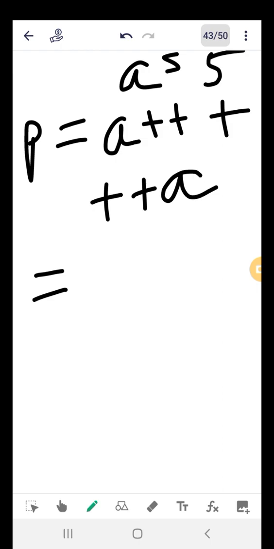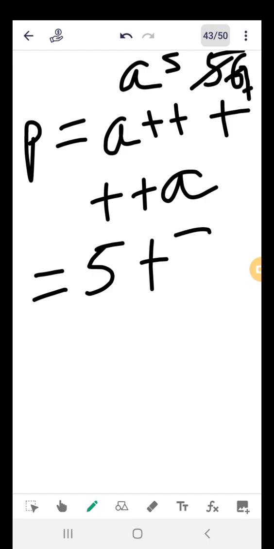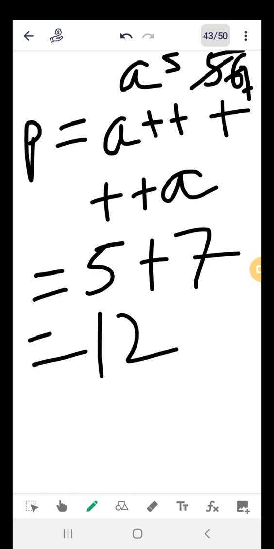Now let's see what will happen. A plus plus means first we will use the value 5. Now the value of A will become 6. First we will use the previous value, then it will increase. Now here it is given plus plus A, so first it will increase, then we will use it. First it will become 7. Now it will be added here, then the value will be 12.